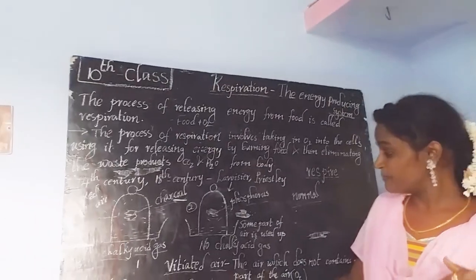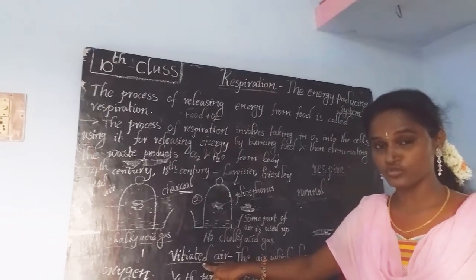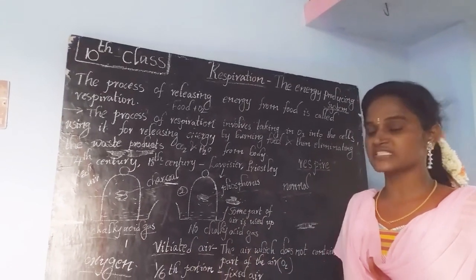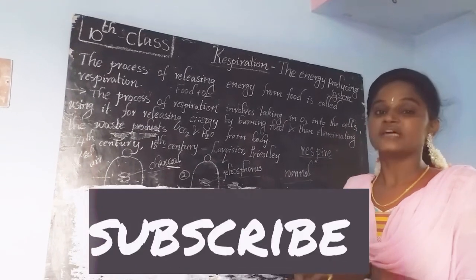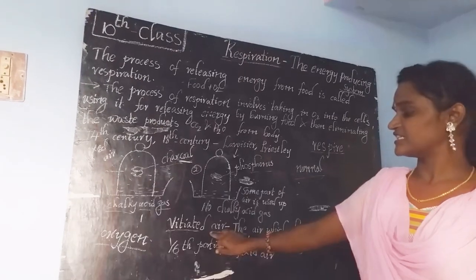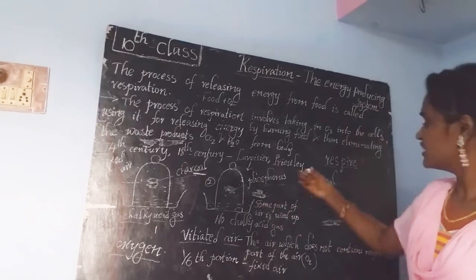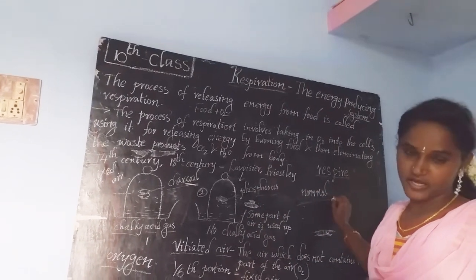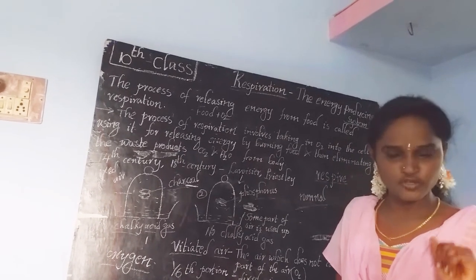That's why, if you want to make this vitiated air into normal air, what do we have to do? First, we have to remove the fixed air present in the vitiated air. Later, we have to add the respirable part of the air to this vitiated air. Then this vitiated air converts into normal air.